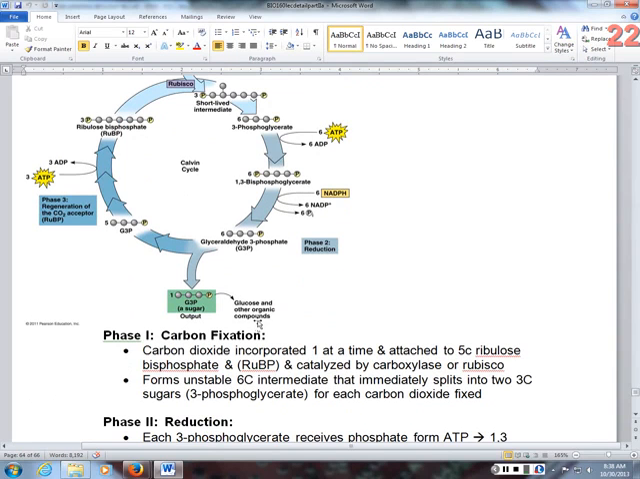So in phase 1, you have 3 that come in, but they're incorporated one at a time. They're attached onto the 5-carbon ribulose bisphosphate. It's abbreviated as RuBP. And then it's got an enzyme in there that's a carboxylase that they gave its own name, Rubisco. Not really worried about you knowing that. You just want to know in phase 1 that you've got the carbon fixation. So it makes that 6-carbon intermediate that then splits into 2 3-carbon molecules.